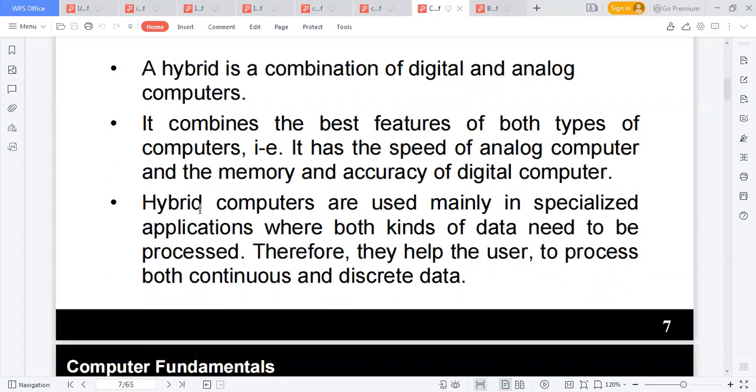That is, it has the speed of analog computer as well as the memory and accuracy of digital computer. Another feature is that hybrid computers are used mainly in specialized applications where both kinds of data need to be processed. Therefore, they help the users to process both continuous and discrete data. There are two types of data used: one is continuous data, another is discrete data. But remember, continuous data is used in analog computer, but discrete data is used in what? Digital computer. Remember it. In digital computer, discrete data; in analog, continuous. So in hybrid, what will be? A combination of continuous data and discrete data.